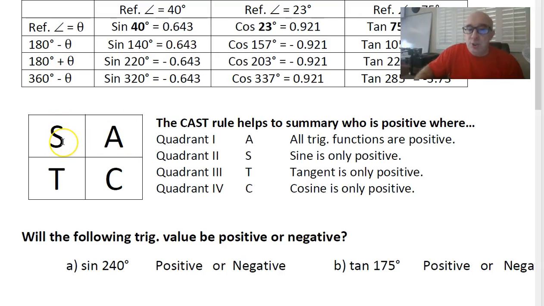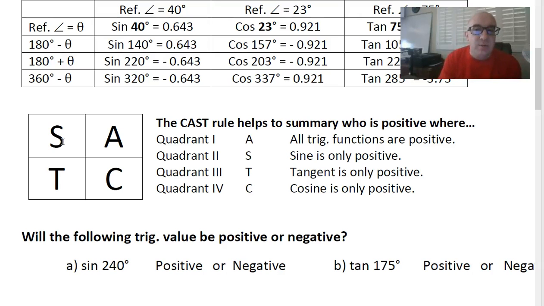In quadrant 2, the S stands for sine values are positive because it's the y over the hypotenuse, which is positive. But tangent and cosine are negative because the x value is negative in that quadrant. So only sine. In quadrant 3, tangent is the only positive one, thus the T. And in quadrant 4, cosine is the only positive one, therefore the C, the CAST rule.